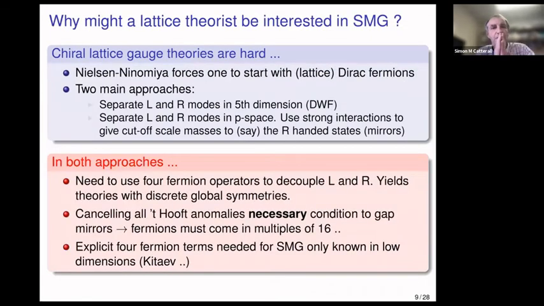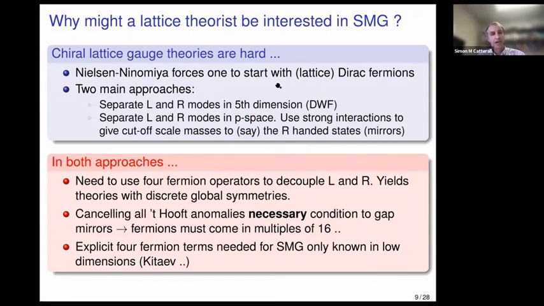All right, so why might a lattice theorist be interested in symmetric mass generation? Well, the primary motivation, I think, for most people would be the problem of formulating a chiral lattice gauge theory. So we know because of the Nielsen-Ninomiya theorem that you basically end up having to start off in your model with some sort of lattice Dirac fermion.